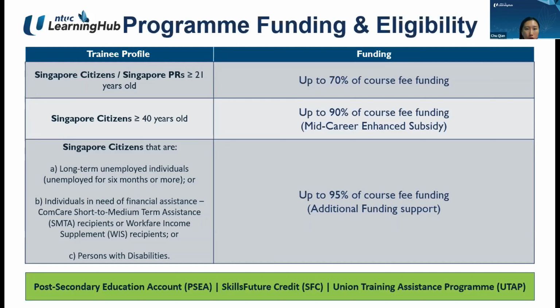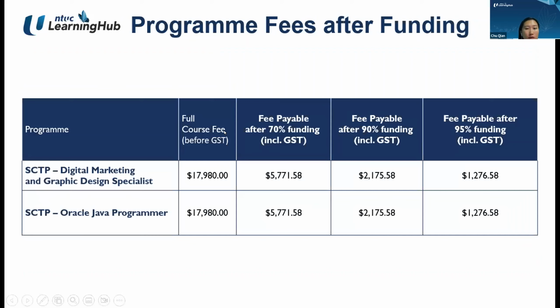All right, so for the 2 programs that we are going to be talking about today, this is what the full course fee looks like. And the fee payable after 70% funding, including GST, is 5,000. After 90% funding is 2,000. And after 95% funding is 1,000.